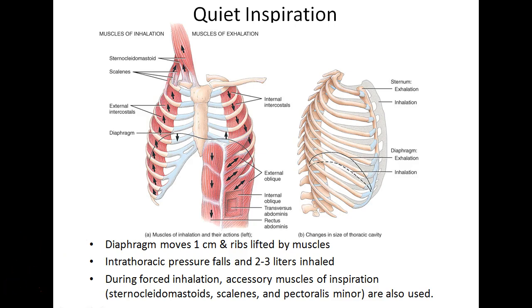As we said, the muscles of quiet breathing are going to be the diaphragm and the external intercostals. And then we have forced inspiration. Forced inspiration is going to use skeletal muscles like the sternocleidomastoid, the scalenes, and muscles like pectoralis minor and erector spinae, which are all going to help with forced inspiration.